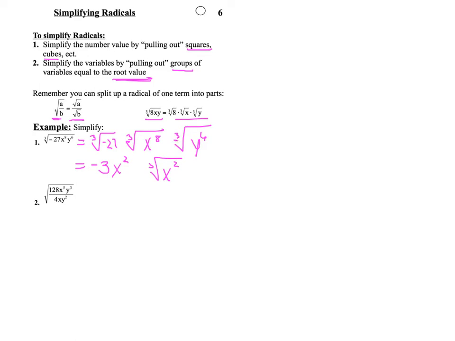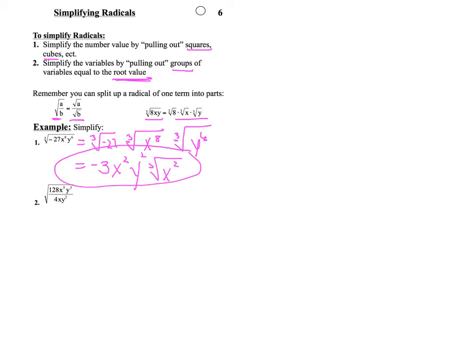And I want how many groups of 3 I can pull out of y to the 6, which would also be 2 groups. But I won't have any left over because 2 groups of 3 would give me 6 of them. So that's simplified all the way.